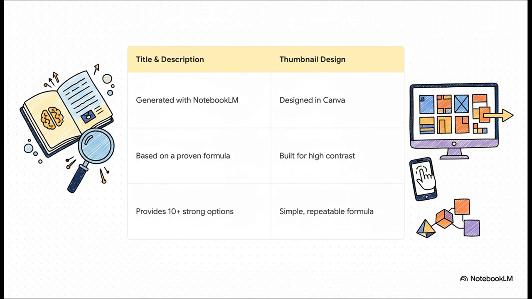For the title and description, we actually go right back to Notebook LM. Since it already knows the channel's winning formula, it can generate 10 or more killer options that you know are proven to work. Then, for the thumbnail, we use a very specific design strategy in Canva that's built for one thing, to interrupt a user's scroll.